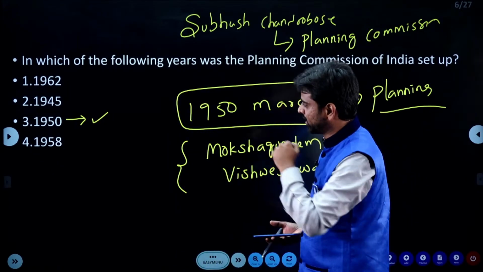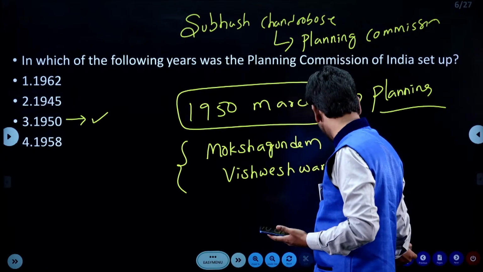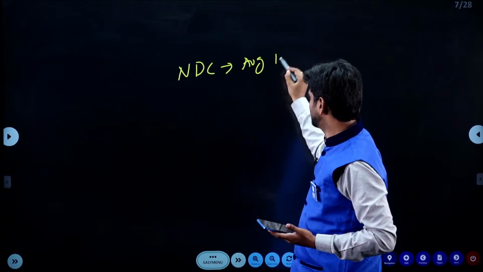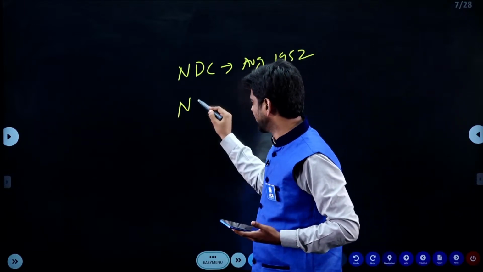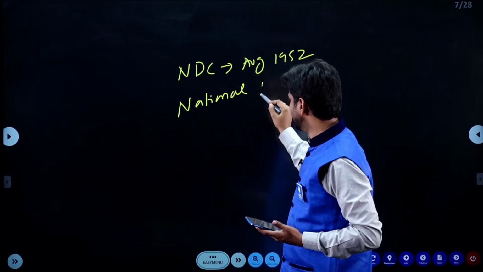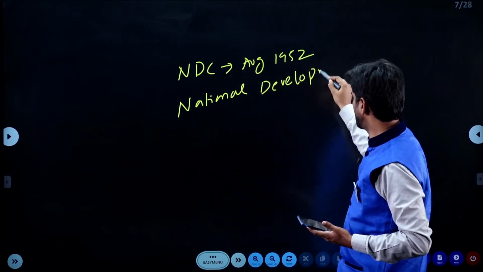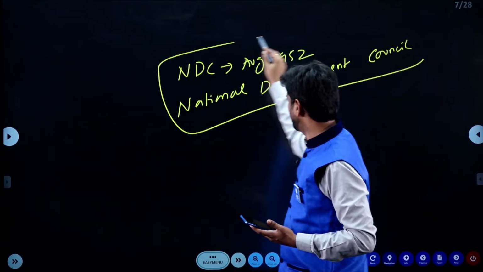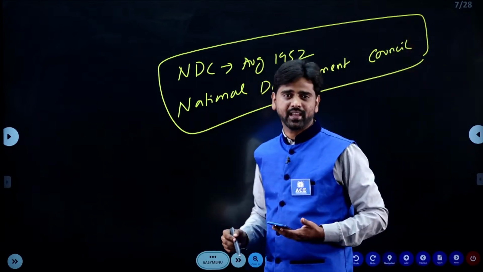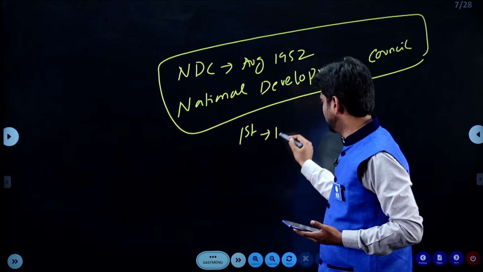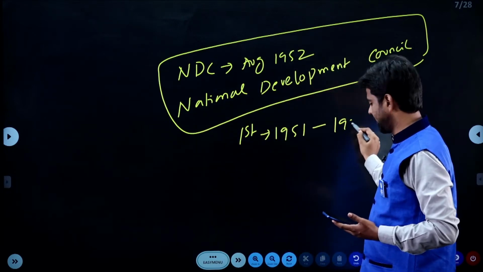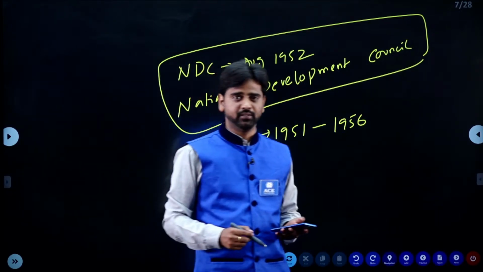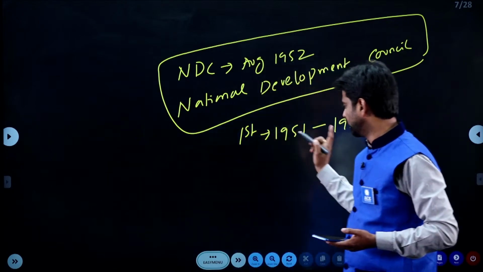Very important. The Planning Commission was constituted in 1950, and the NDC, I'm just going to give some supporting points, was constituted in August 1952. So National Development Council, please do remember these two. The National Development Council was also set up in 1952. And in which year was planning initiated? The first plan was initiated from 1951 to 1956, guys. Very important. The first plan was executed from 1951 to 1956.